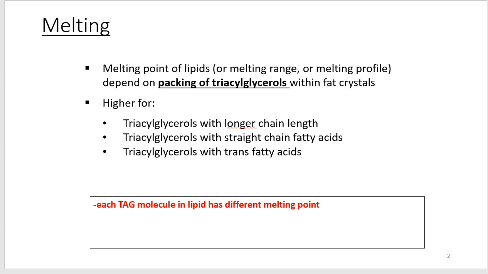Therefore, the melting points of lipids will be higher if the lipid contains 3-acylglycerols with longer chain length. Longer chain length. We are talking about hydrocarbon chain. So what do we mean by that? Let's give an example. We might have a 16 carbon saturated fat as an example, and 18 carbon. So if we have a longer carbon chain, that means we will have higher melting points.